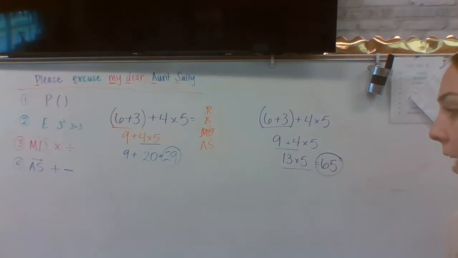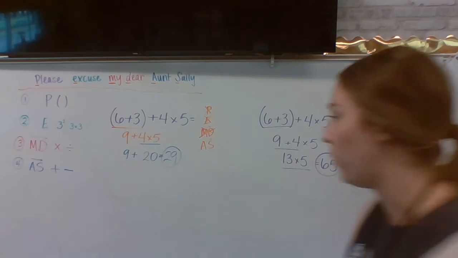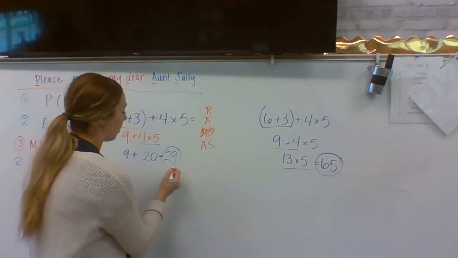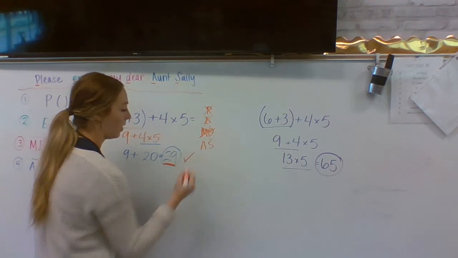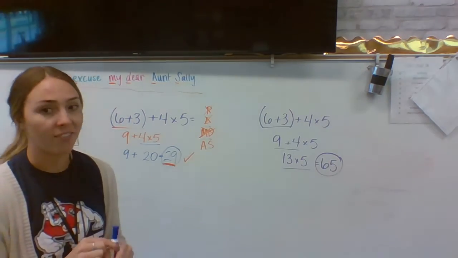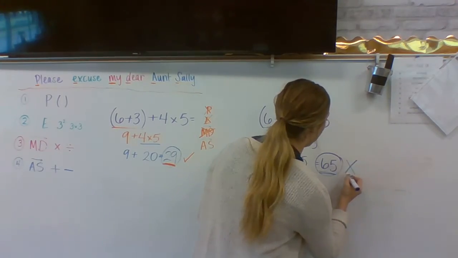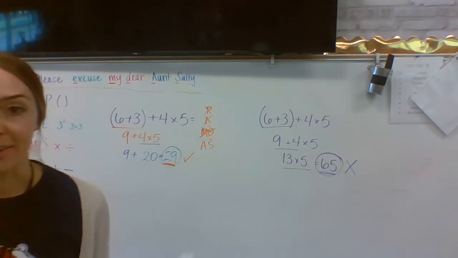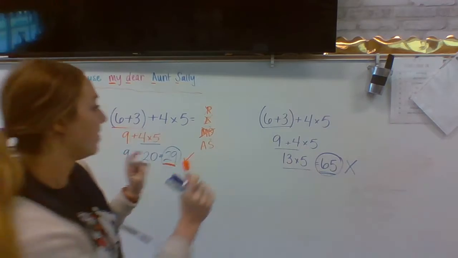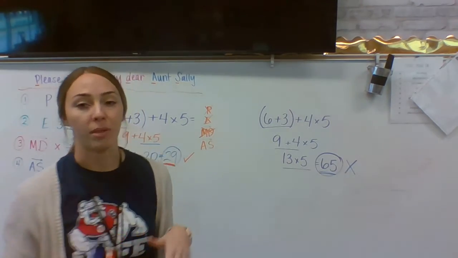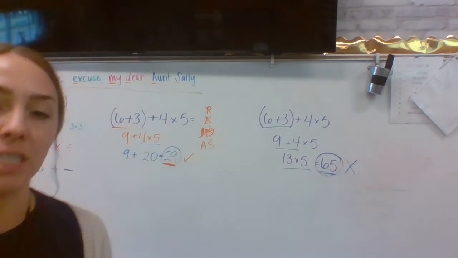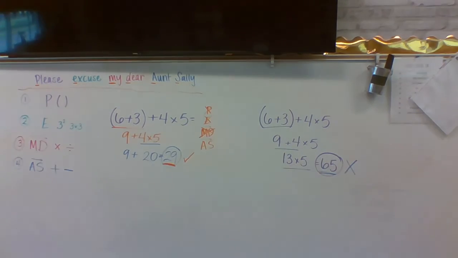So compare the two answers that I got, one being 29 when I solved it the right way, one being 65 when I solved it the wrong way. So you might think, what does it matter, the order? This is why it matters. Two completely different answers for the same problem, just based on how you solved it or in what order you solved it.